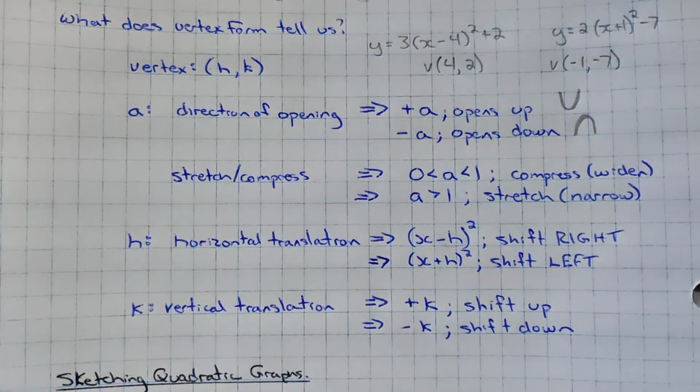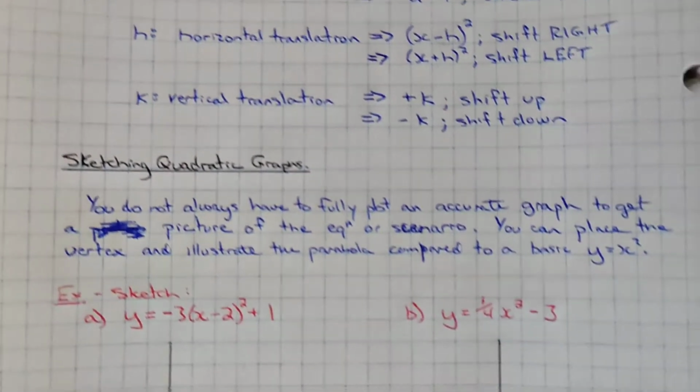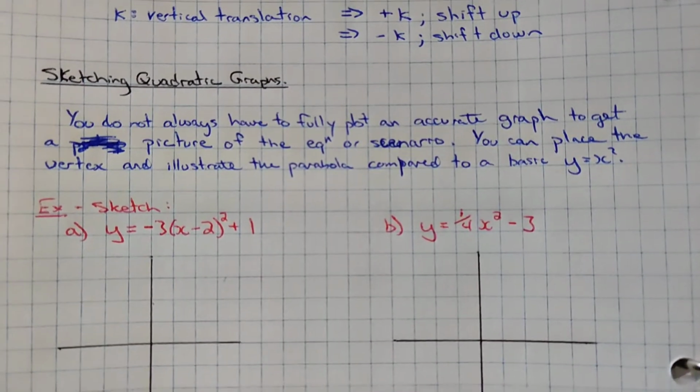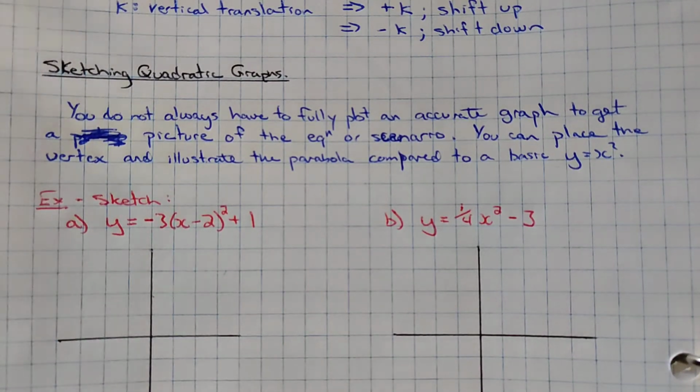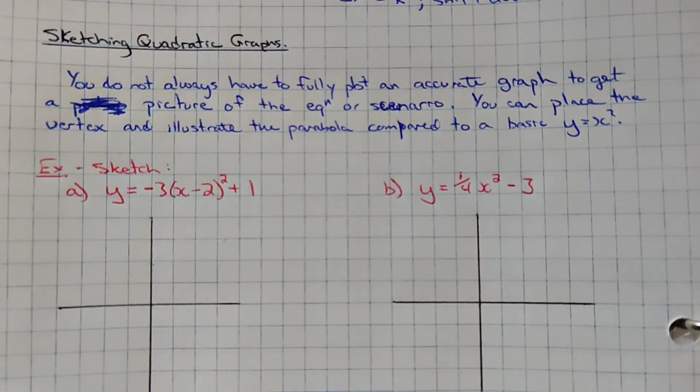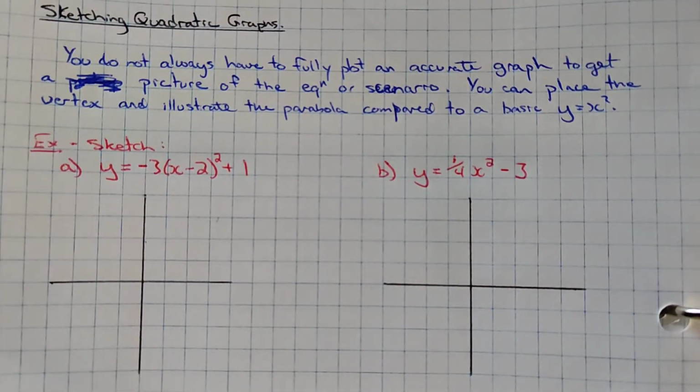Now, sometimes when we're working with these graphs, we don't have to plot all the points. We don't have to make a full table of values. We can just get the general idea of what's going on based on the equation. So if we take a look at a couple examples here, we're going to do what's called a sketch. If you're asked to sketch, you don't have to put all the points and make a table of values. If you're asked to graph, then you would make a table of values. So here we're just sketching.